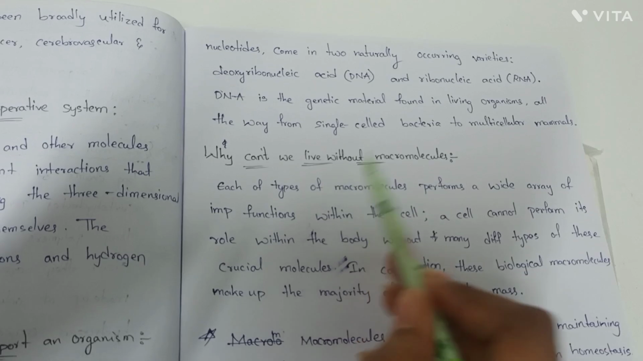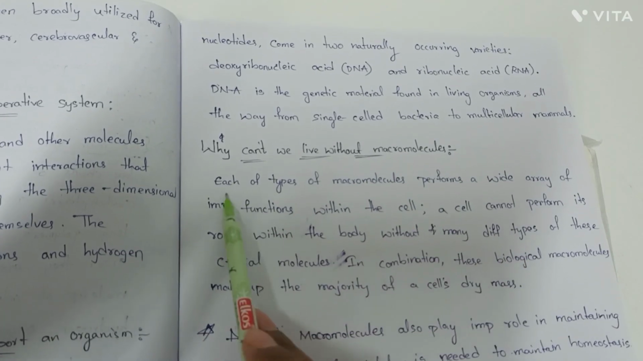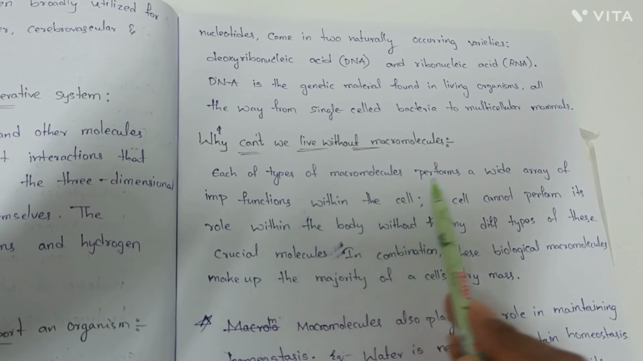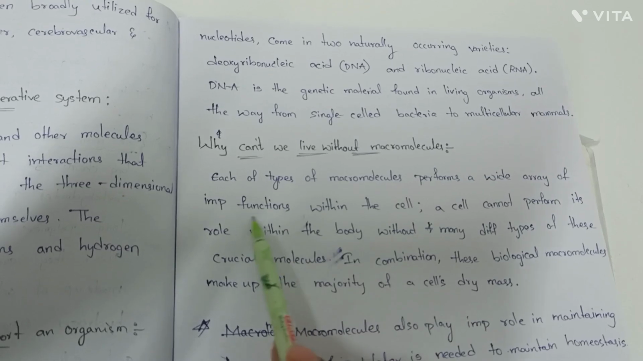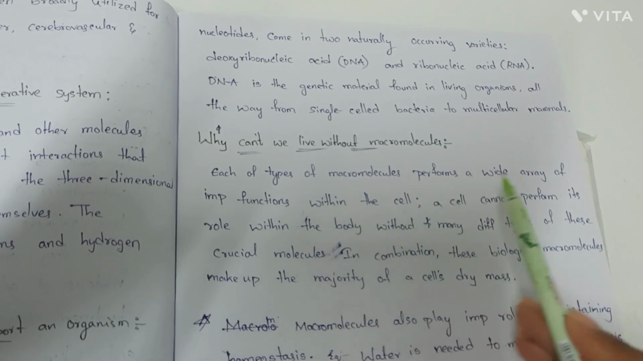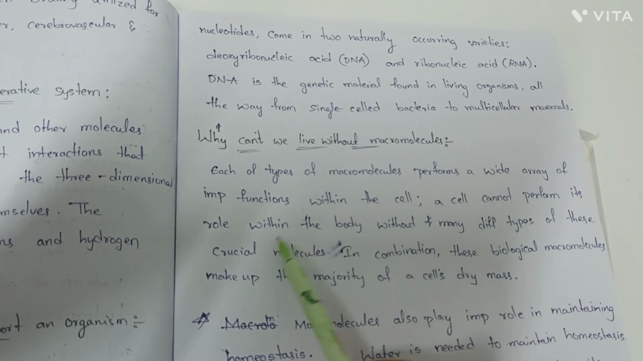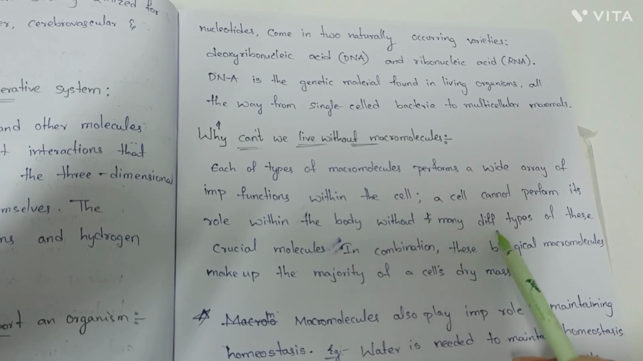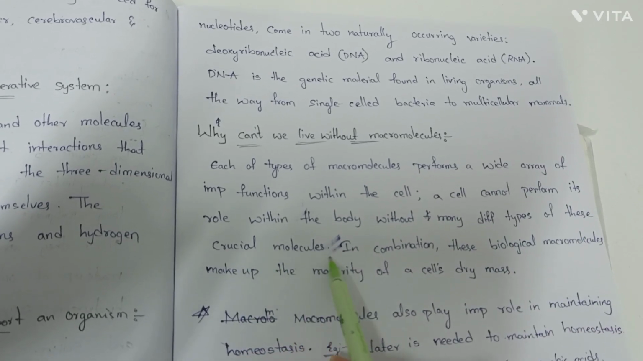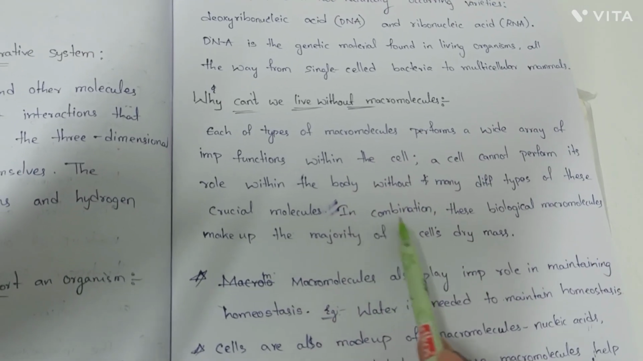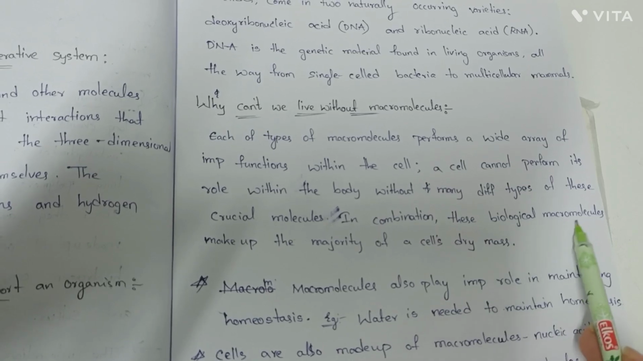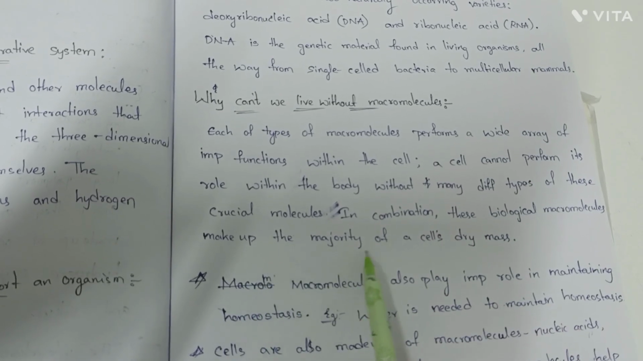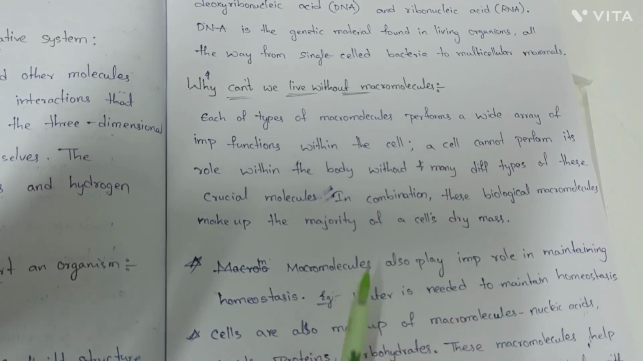Why can't we live without macromolecules? Each of the types of macromolecules performs a wide array of important functions within the cell. A cell cannot perform its role within the body without many different types of these crucial molecules. In combination, these biological macromolecules make up the majority of the cell's dry mass.